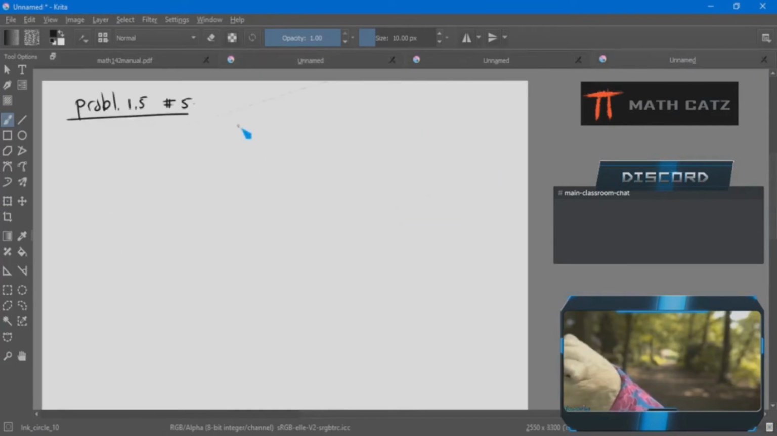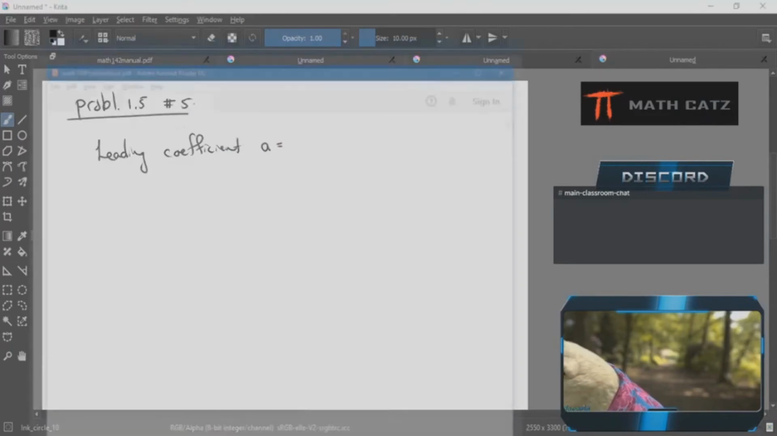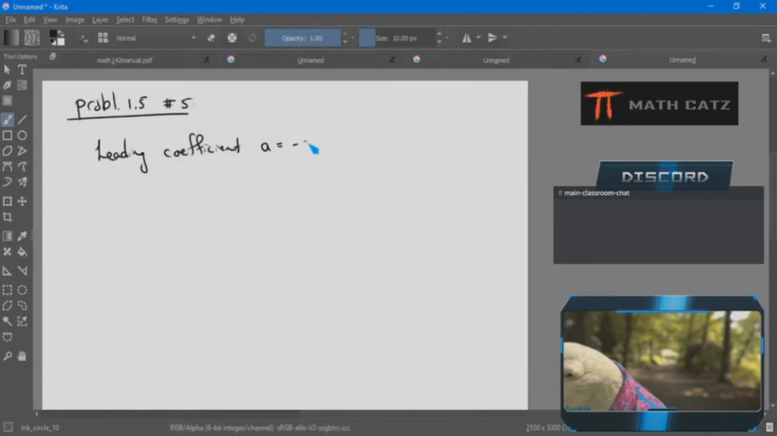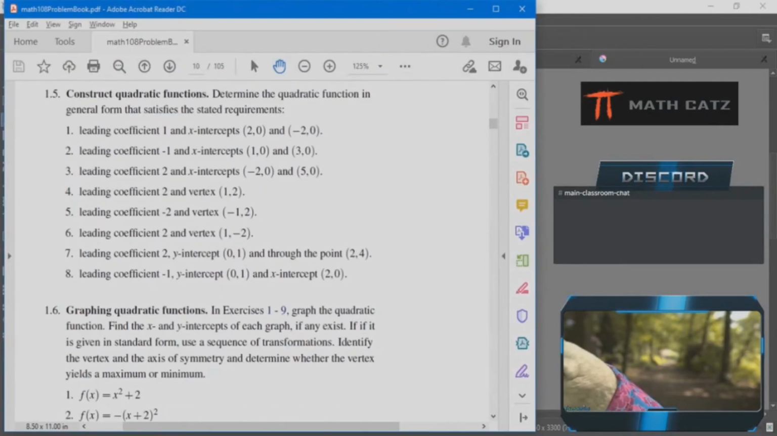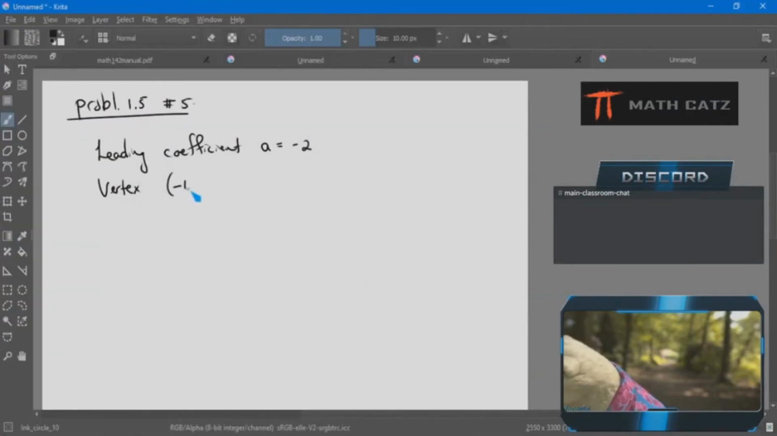Let me just go to my new page here. What's this line doing here? Be gone line. Okay, so I have leading coefficient, which is A, which is, I just read it, -2. And we have our vertex, which is, I don't remember anything apparently, -1, 2.